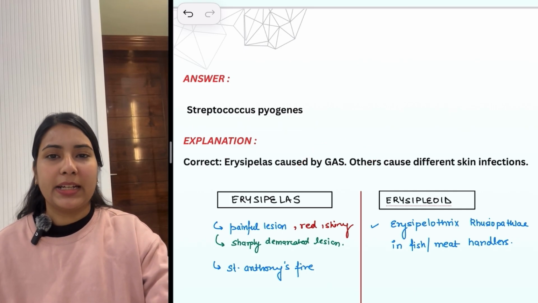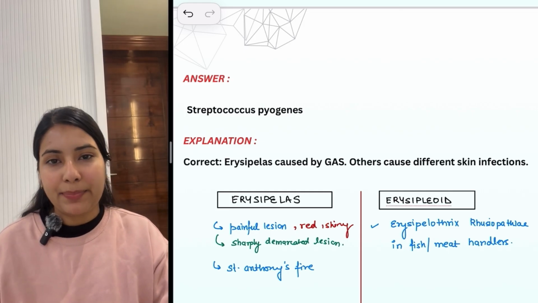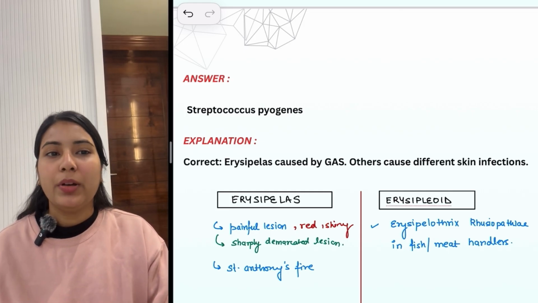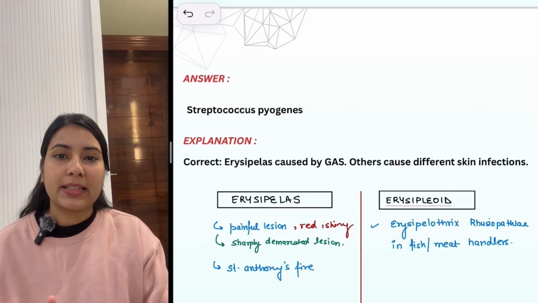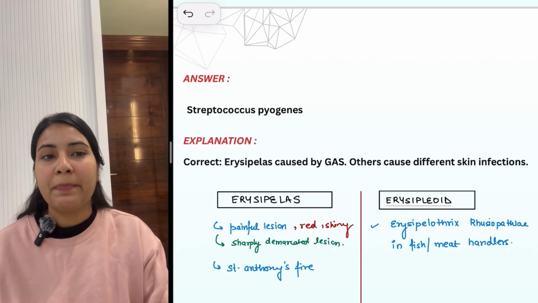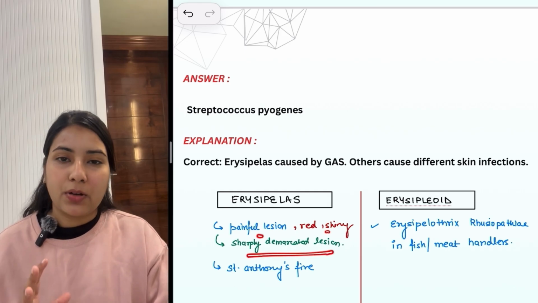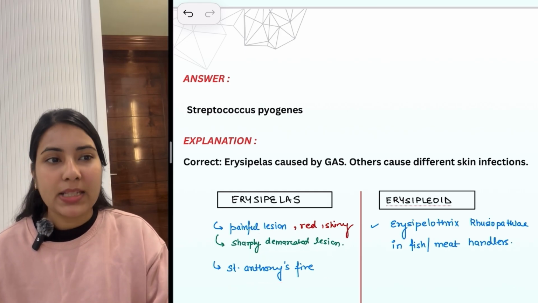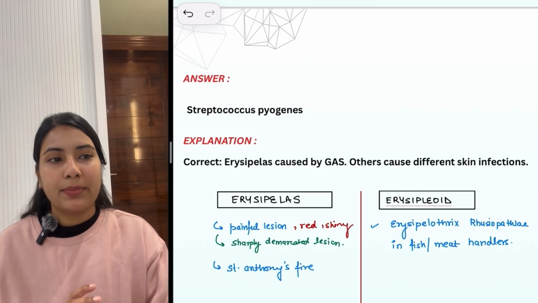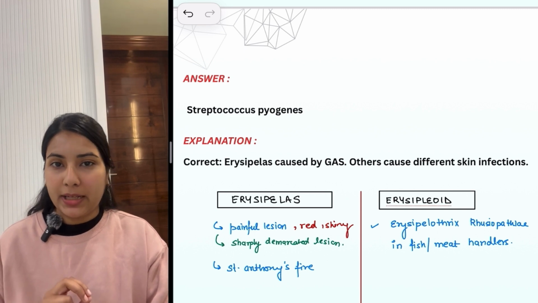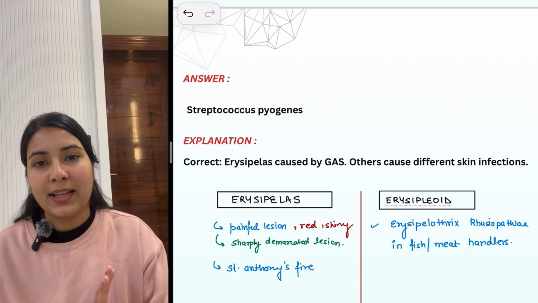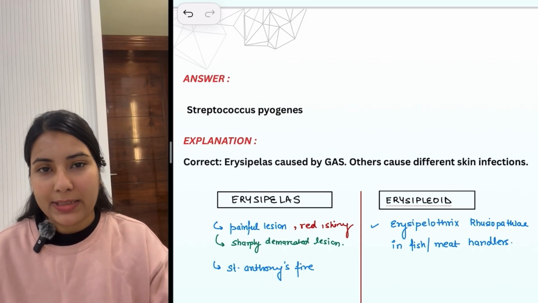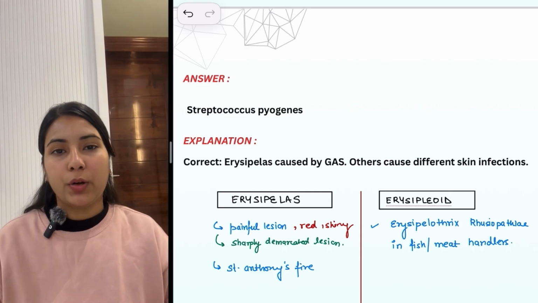Let us differentiate erysipelas and erysipeloid. Erysipelas is a sharply demarcated painful lesion, and there is a history of St. Anthony's fire. It is caused by group A beta hemolytic streptococcus. Erysipeloid is caused by Erysipelothrix rhusiopathiae, and there is a history of fish or meat handlers. So this is how you differentiate, right? Moving on to the next question.